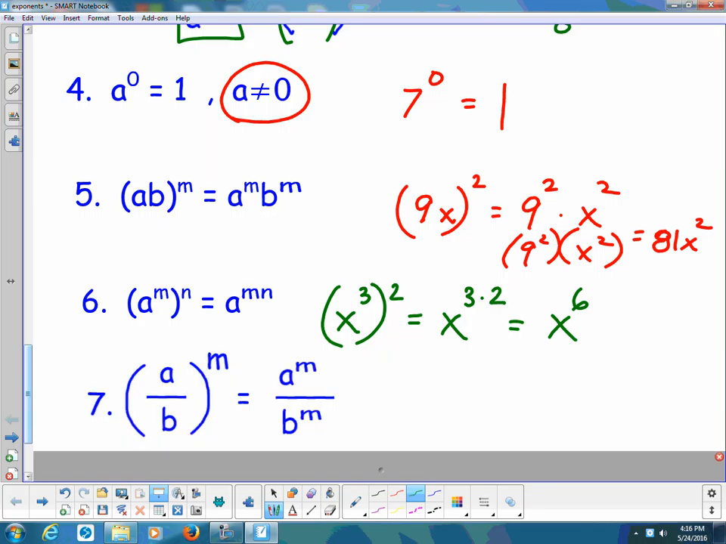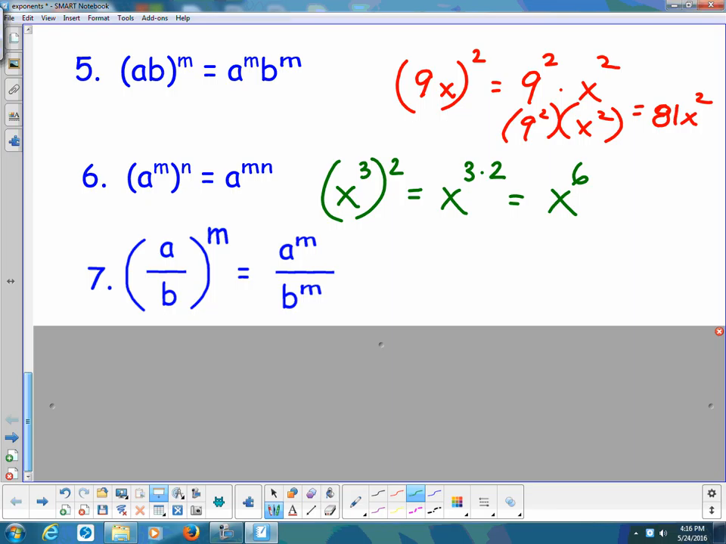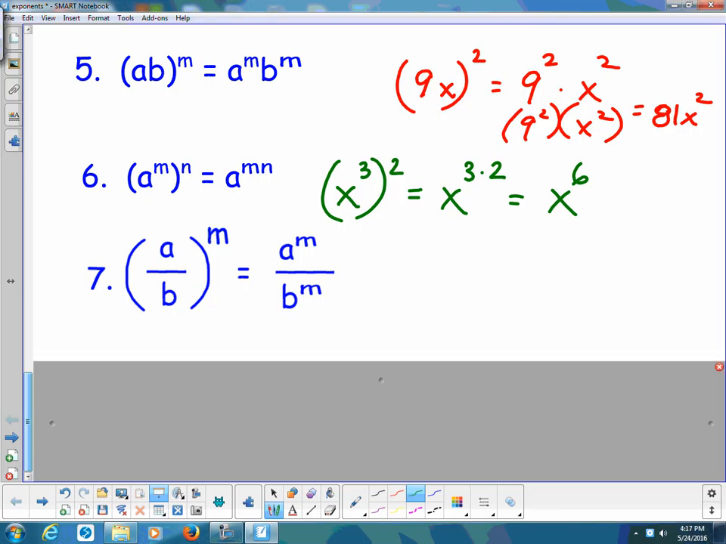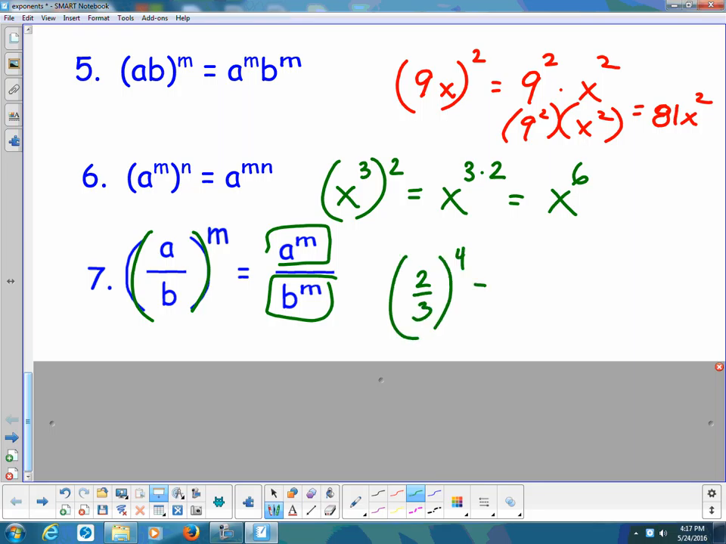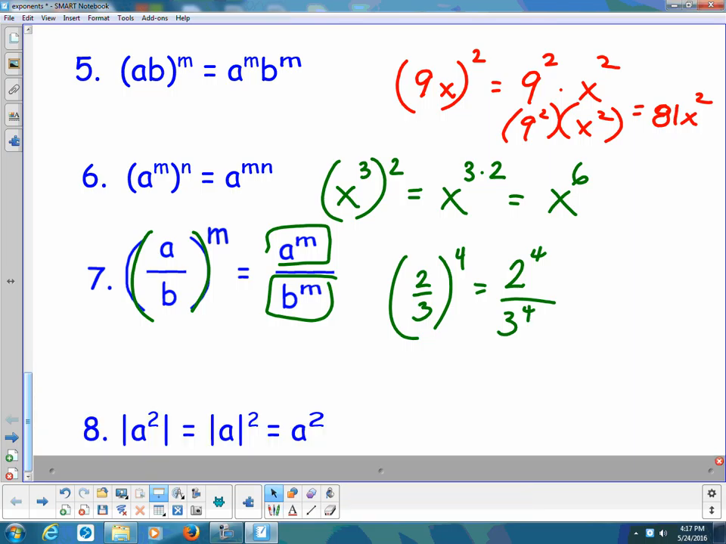All right, so when you're raising a power to a power, you multiply the exponents. But what if I've got a fraction and I'm raising the fraction to some power like m? Well, then the numerator gets raised to the m, and the denominator gets raised to the m. So if I have 2/3 raised to the 4th, that's the same as 2 to the 4th divided by 3 to the 4th. All right, so those are our properties of exponents.